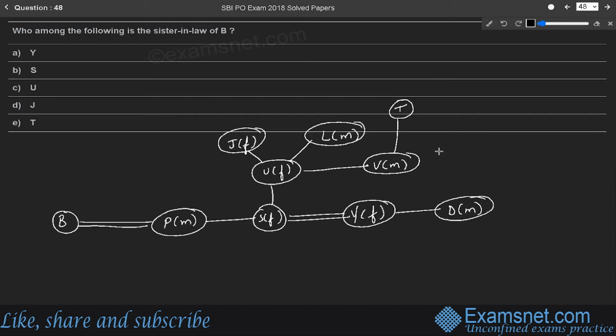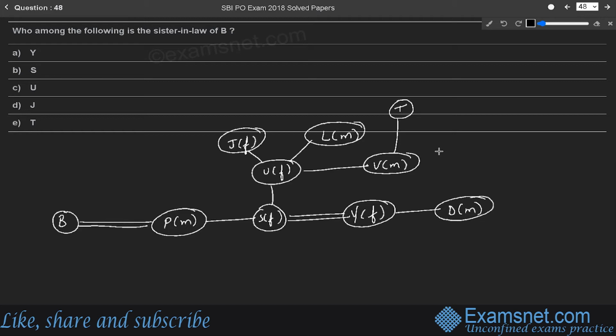We know that S is the daughter of U. V has only two children, S and Y. V is the son of T. That is, it implies that V is the husband of U. And V has only two daughters, S and Y. They are sisters. Y is married to D. P is married to S. P is the brother of B. D is the husband of Y. And P is the husband of S. And J is the mother of U. J is married to L. That is, L is the husband of J.